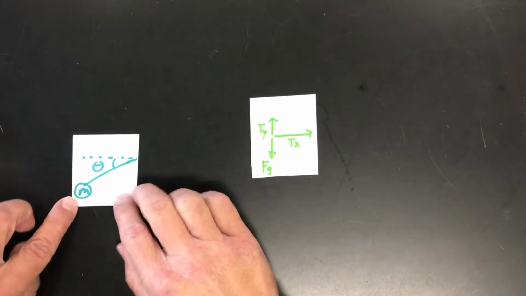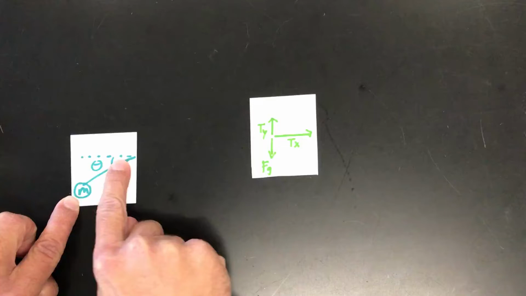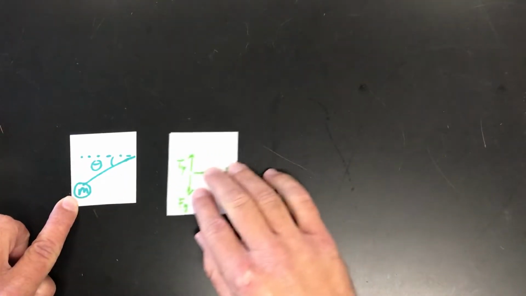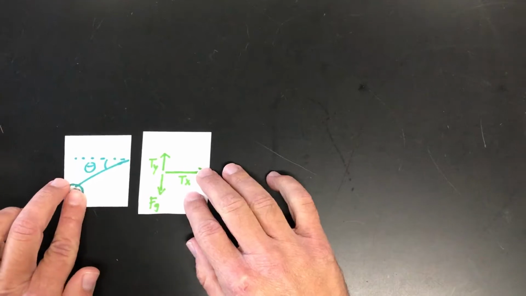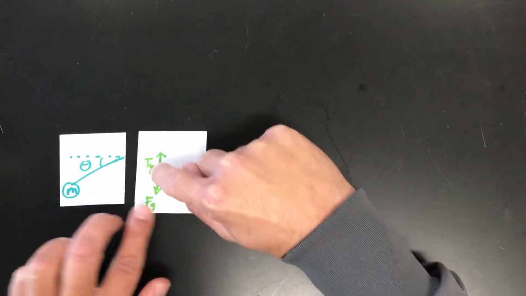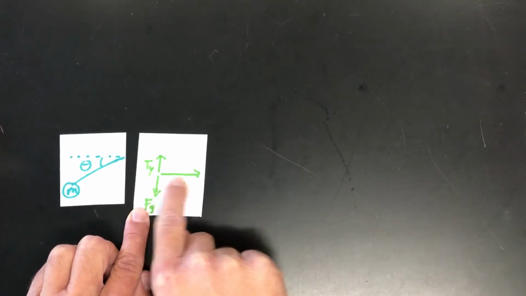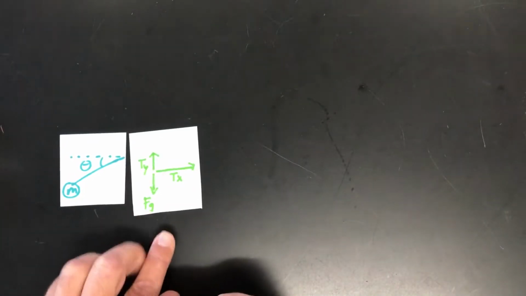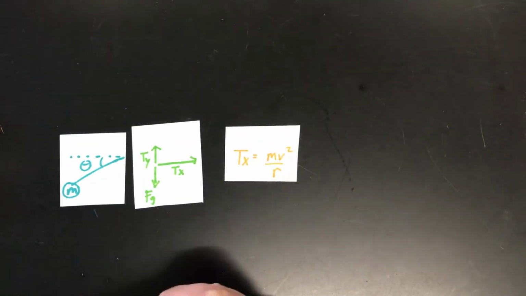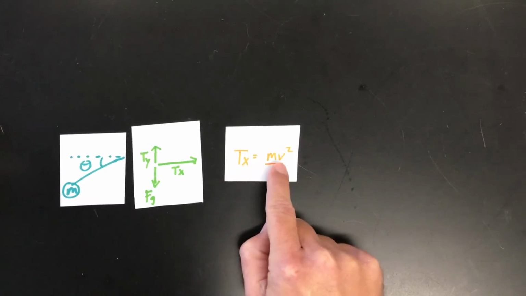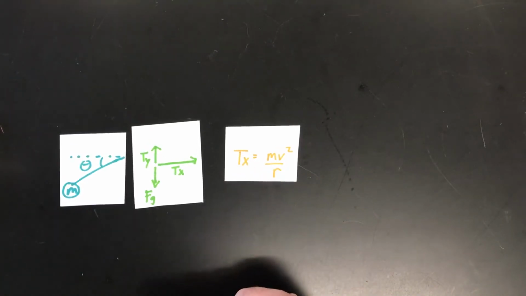Here is the ball and it is dipping down beneath the horizontal a little bit, some angle theta. So when I go to do my free body diagram for this one, I would have tension actually in the y right here, and that would be balancing gravity there. And tension in the x would be the one that's actually causing it to go in a circle. So when I write Newton's second law for this situation, it would be tension in the x is the centripetal force, mv squared over r.